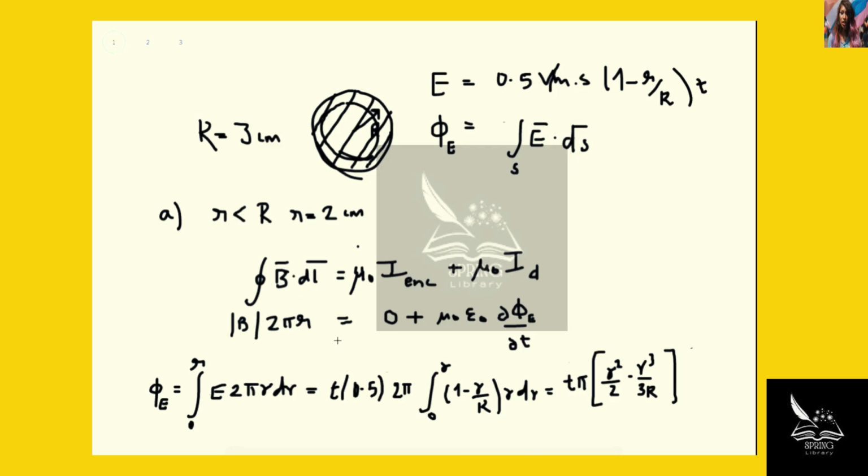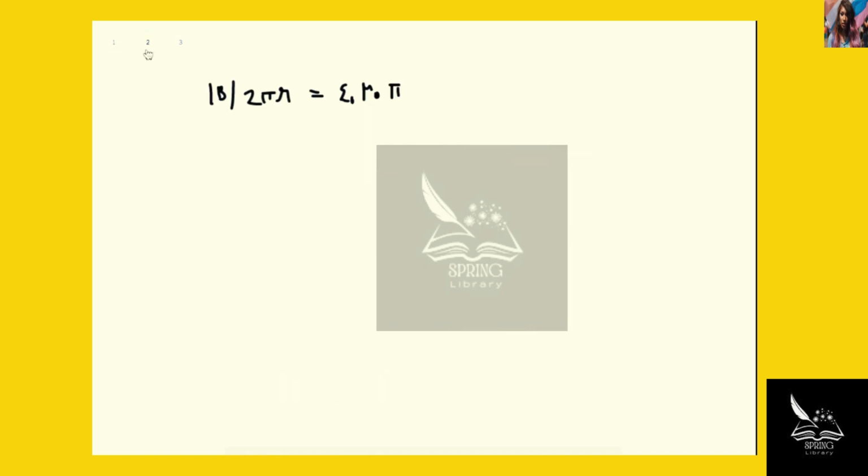And this is Ampere's law. So we'll again write down B 2 pi r is equal to mu naught epsilon naught, mu naught pi, and remember that we have to take the derivative of this. t goes away in that derivative, we just have pi r square over 2, and all the other terms, which are r square over 2 minus r cube over 3R.